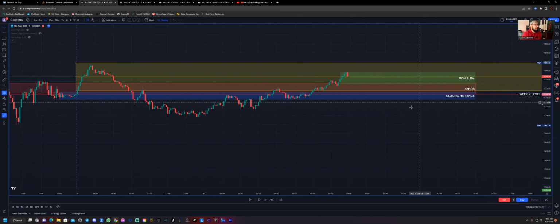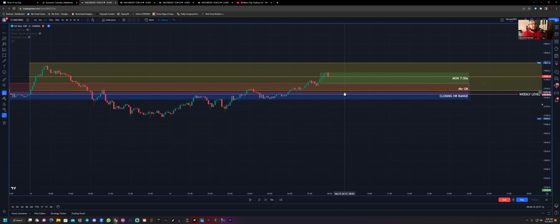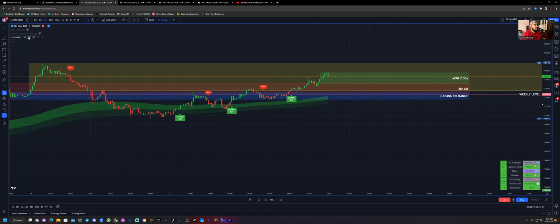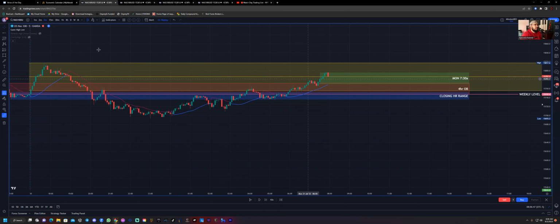And typically I'll wait for 8:30. Now, if I get a break of structure here, if I get a break of structure, no, here. All right, so it shows me breaks of structure with this little indicator. It's called Smart Money Indicator. I use it for break of structure. That's it. And there are other indicators you can use for breaks of structure, right?